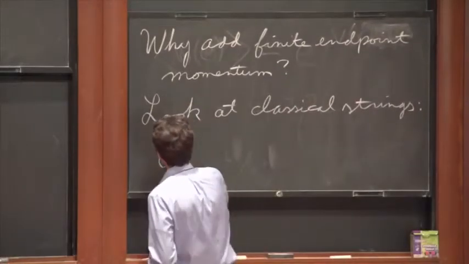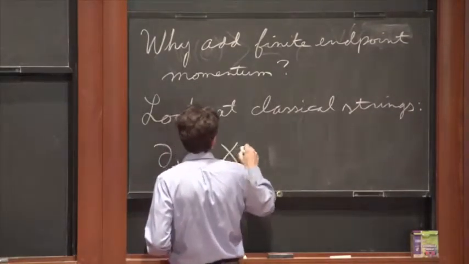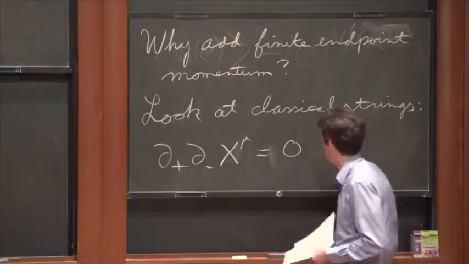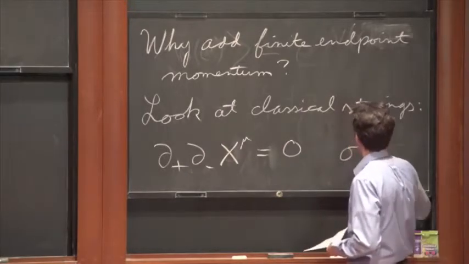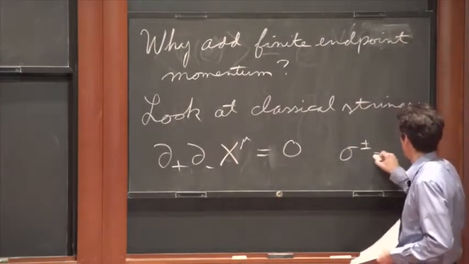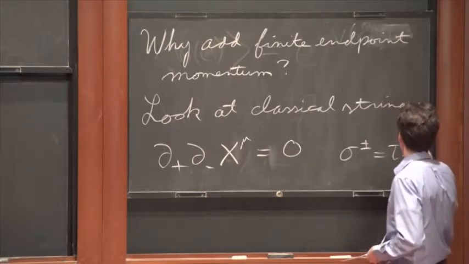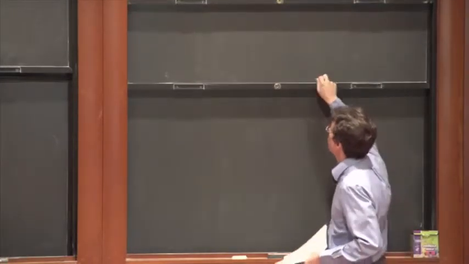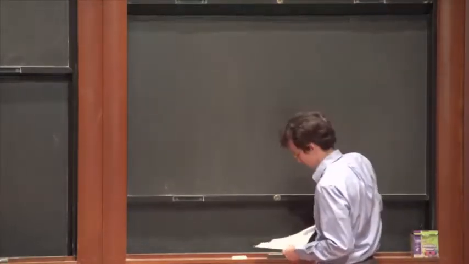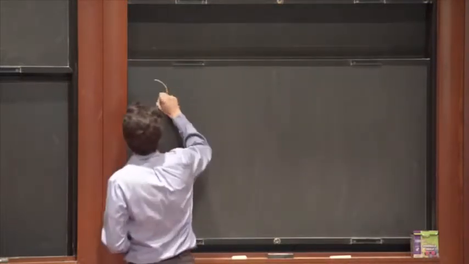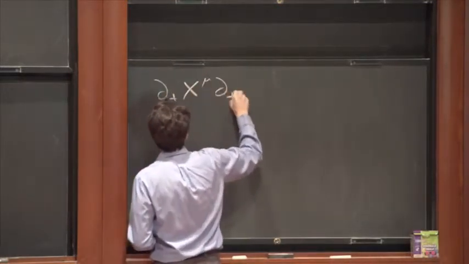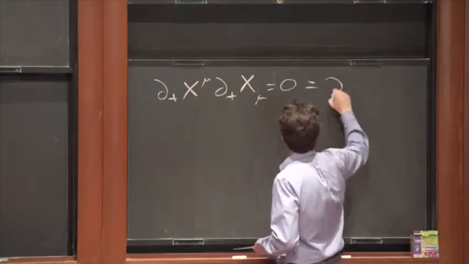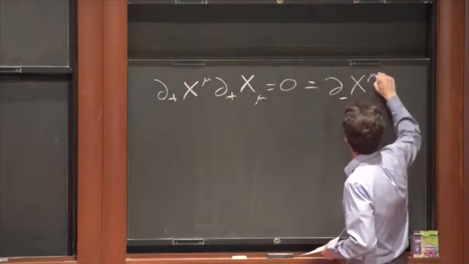The equations of motion that you're solving in classical string theory are this simple wave equation on the world sheet, where d plus and d minus are derivatives with respect to tau plus or minus sigma, subject to the constraint that d plus x mu is a null vector, and the same is true of d minus x mu.